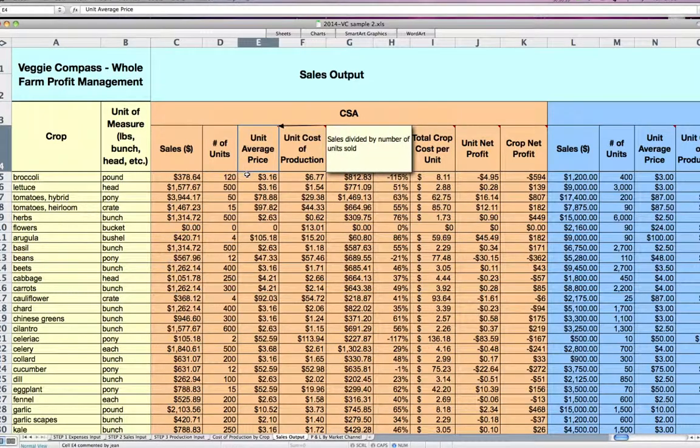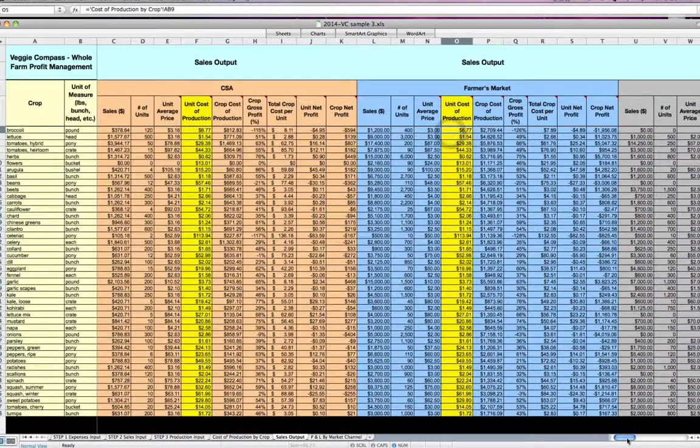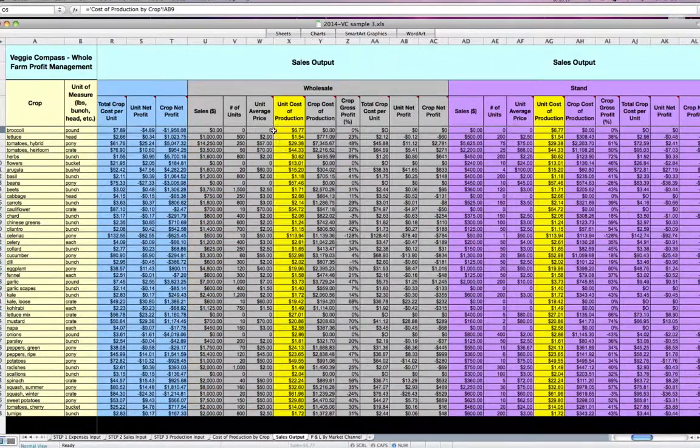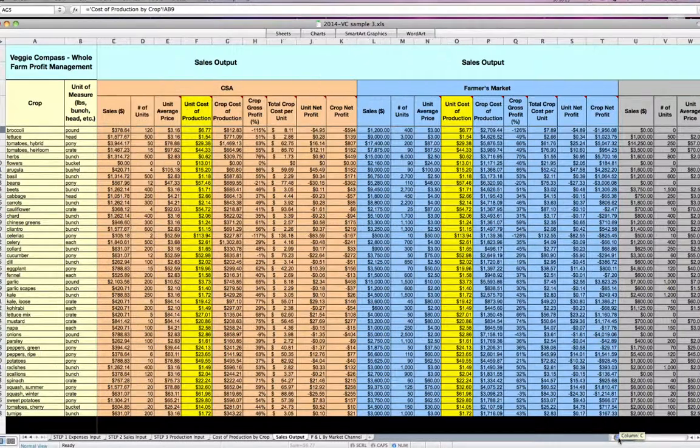Next comes unit cost of production, which is pulled from the previous sheet. This is the production cost per unit grown, again, before general management and marketing. You'll notice that the unit cost is consistent across the market channels. That's because we don't have different growing practices for different markets. Only when the general management and market channel costs come in might the unit price be affected and be different from one channel to the next.